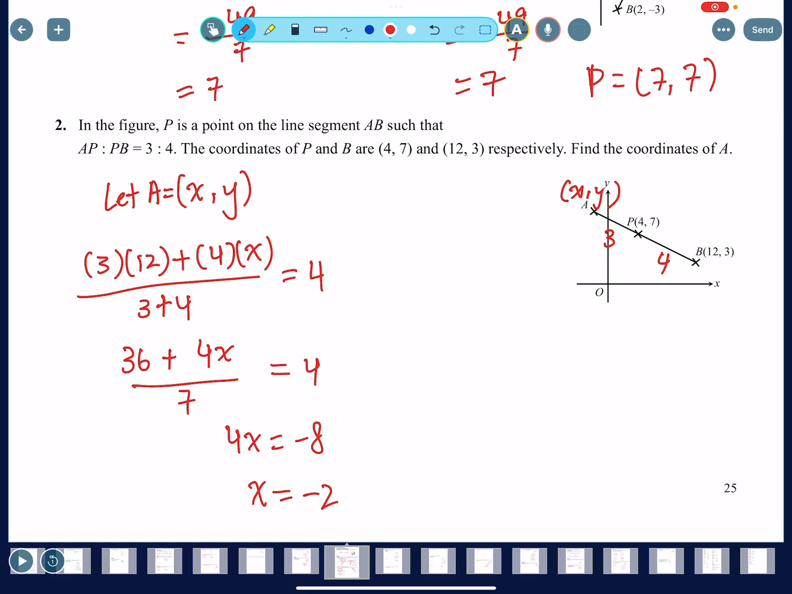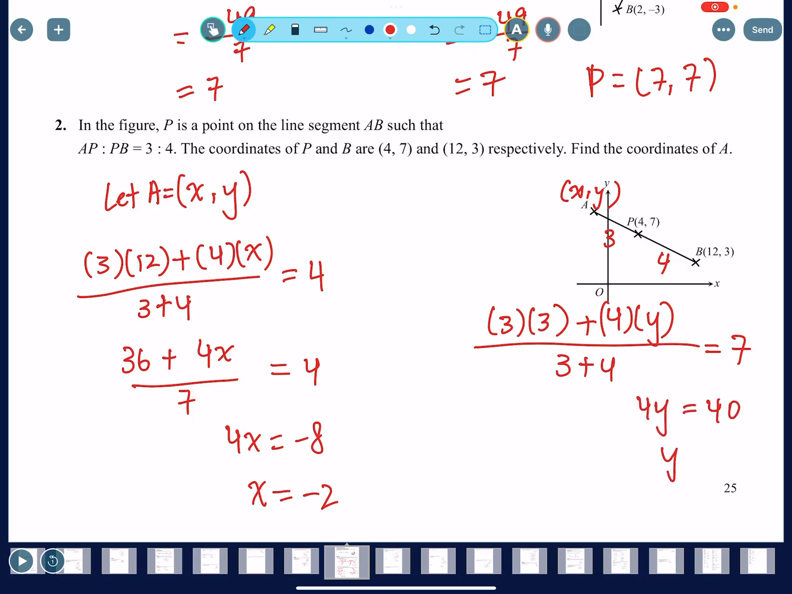Now we're gonna do the same for y. 3 times 3 plus 4 times y over 3 plus 4 equals the midpoint 7. 7 times 7, 49. 49 minus 9, 40. 4y equals 40. 40 divided by 4 is 10. Therefore, our coordinates for A is negative 2 and 10.